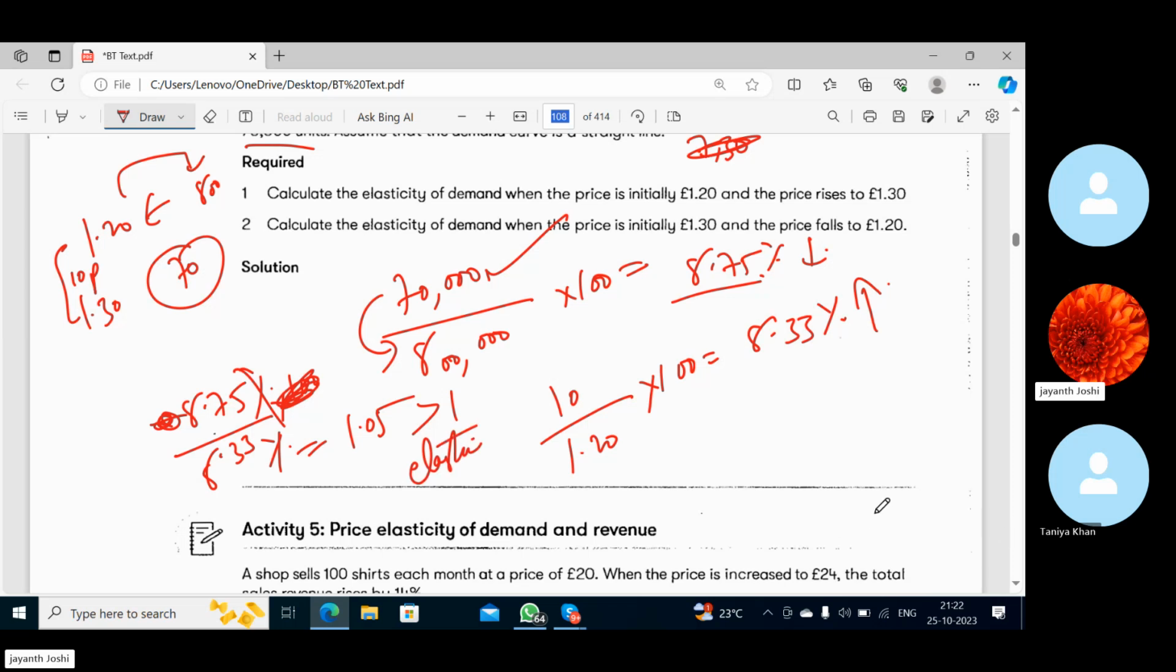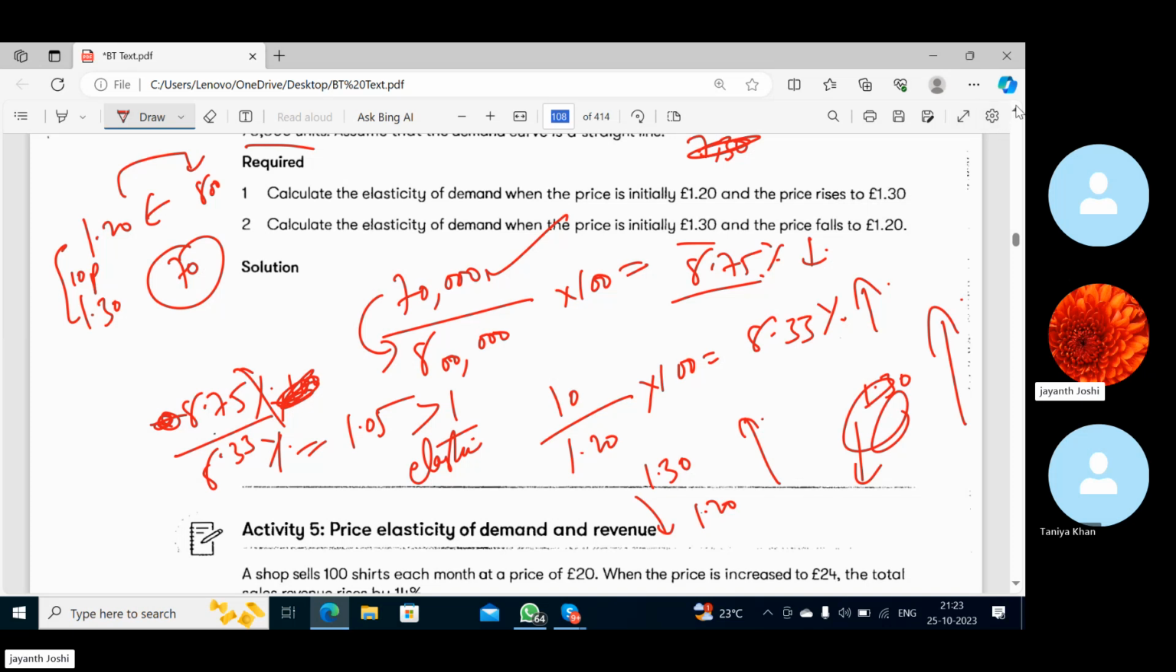Just finish this. Okay, so calculate elasticity of demand when the price is initially 1.30 and the price falls, so the quantity demand will increase, right? When the price is initially this, no, the price is falling. From 1.30, it has become 1.20. When the price decreases, the quantity demand should increase. So what was the actual demand?